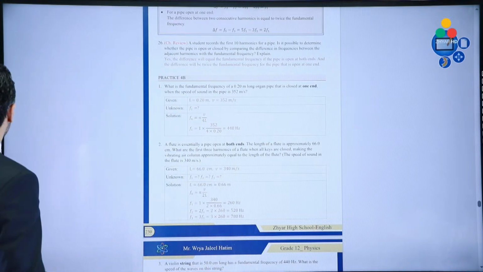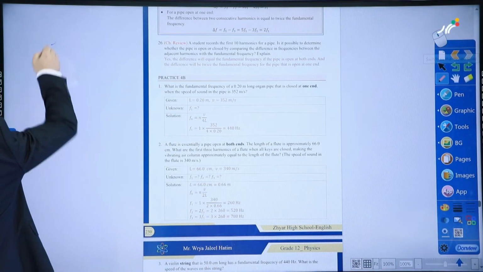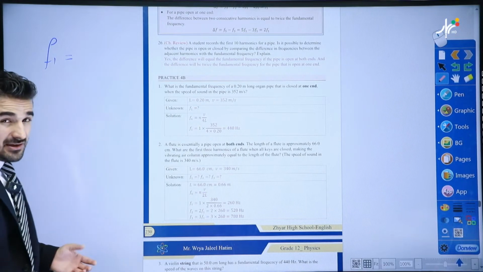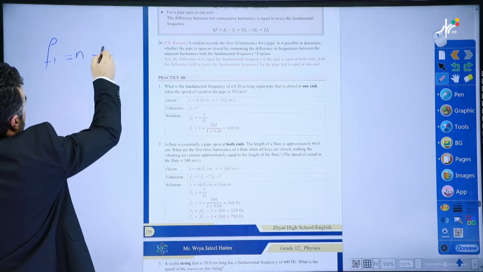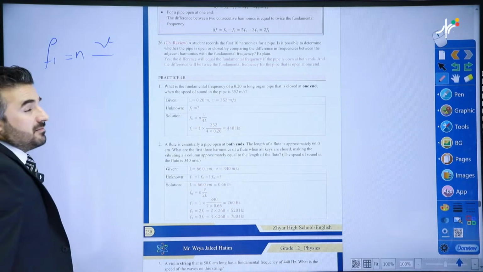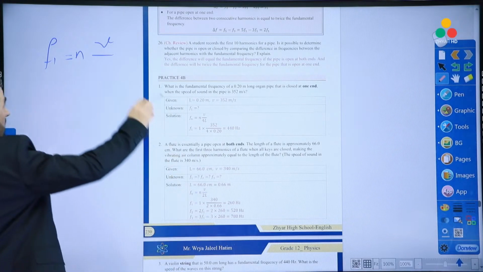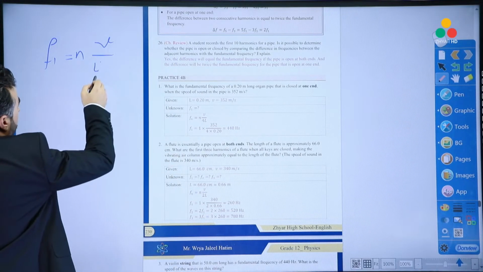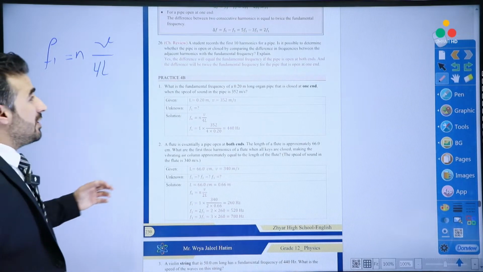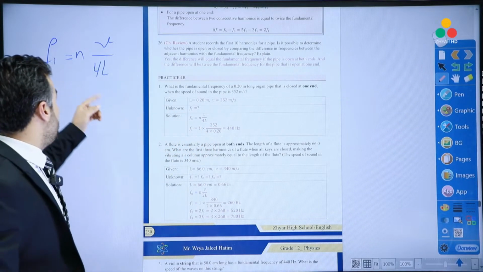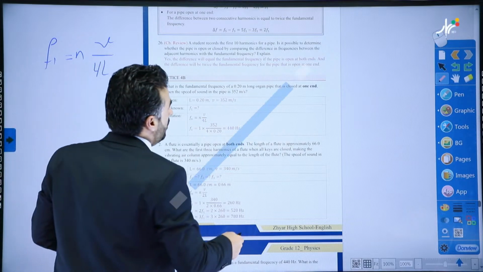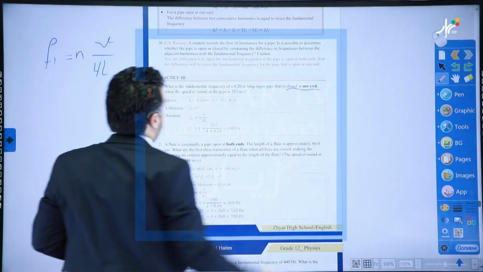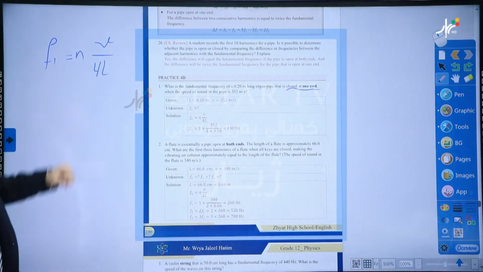So we can say the fundamental frequency for a pipe that is closed at one end is F1 equals N times V, that is the speed of air inside the pipe, divided by what? Divided by 4 times the length. Remember, if it was open at both ends, we would have used 2 times the length, but because it is closed at one end, it's going to be equal to 4L.